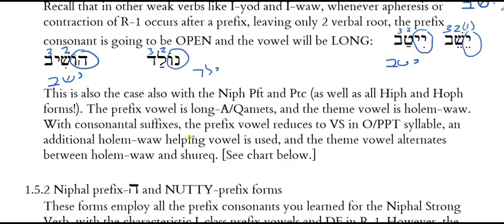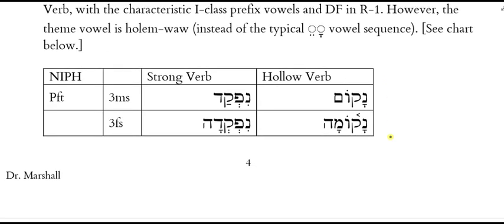When we add consonantal suffixes in the nifal perfect, the prefix vowel will reduce to a vocal shewa in an open propretonic syllable, and an additional holam vav helping vowel is used, and the theme vowel will alternate between holam vav and shureq. So let's look at some examples of this.